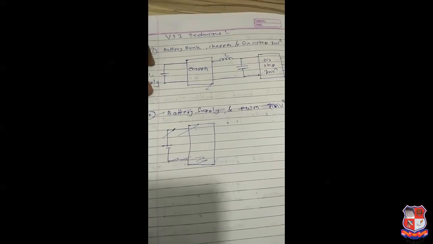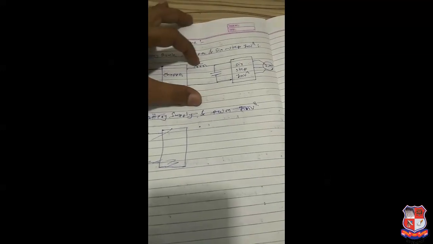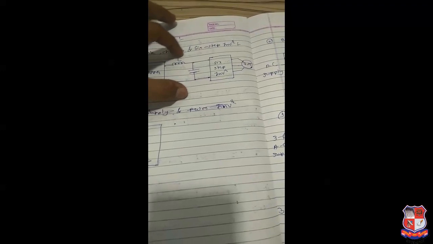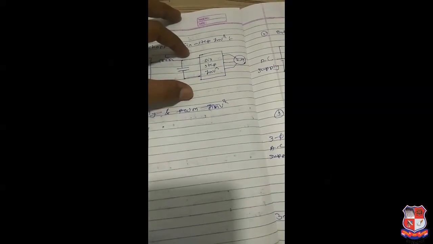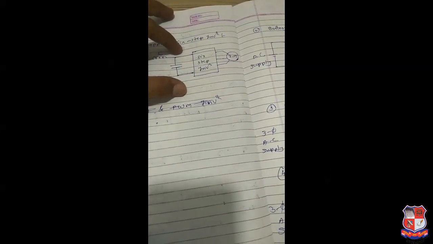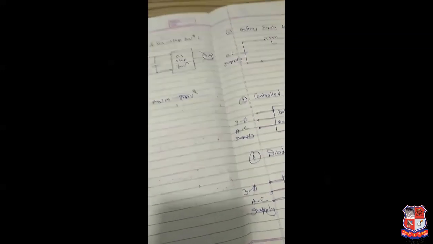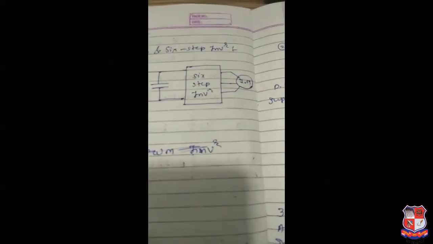We have the DC, which is given to the chopper circuit. Now this DC voltage is given to a filter, a fixed capacitor, and then given to the inverter. With the inverter we can control the voltage and the frequency, and maintain the V by F ratio as desired by this 6-step inverter. So here we use the chopper topology.